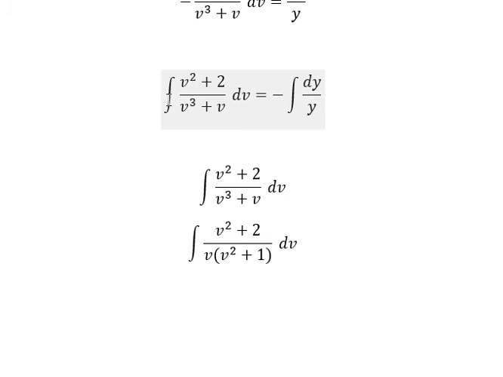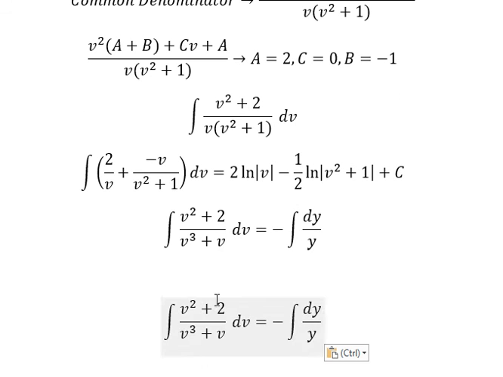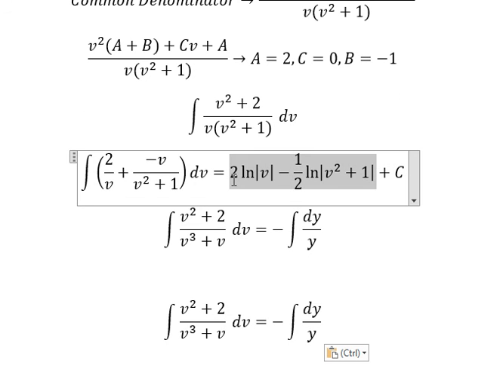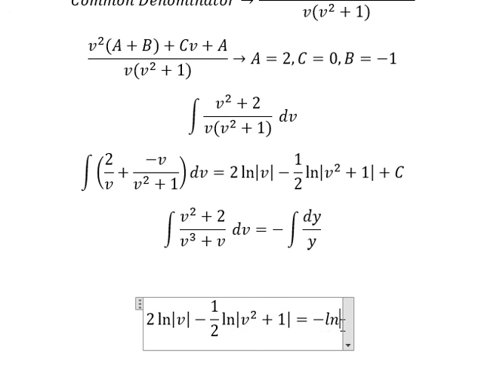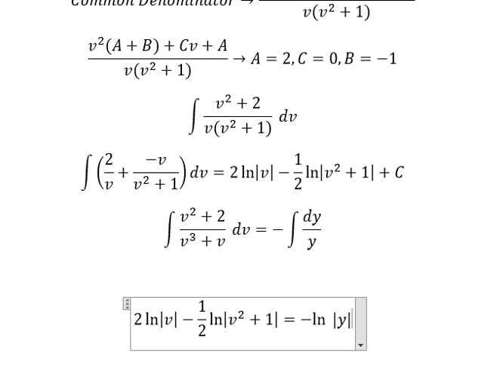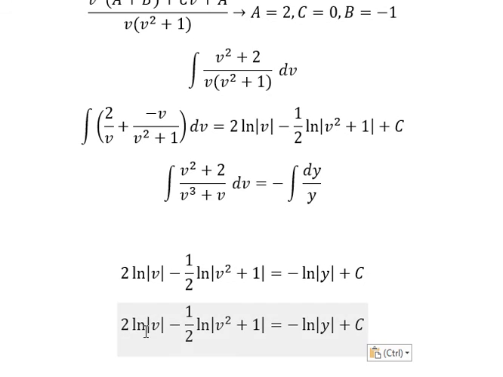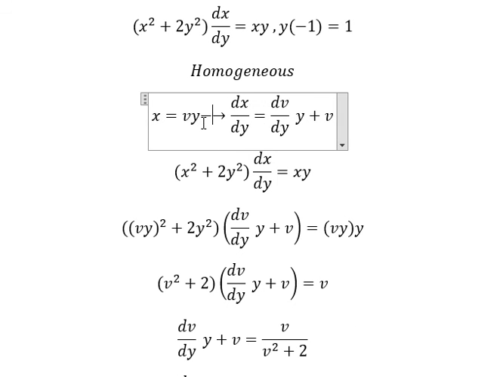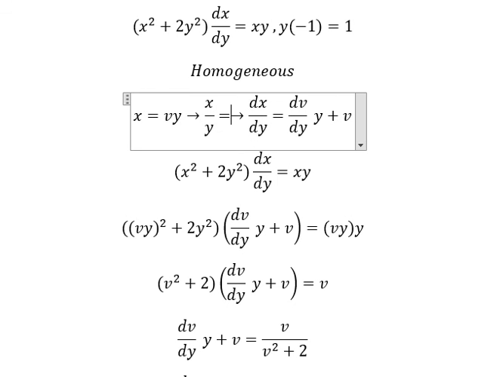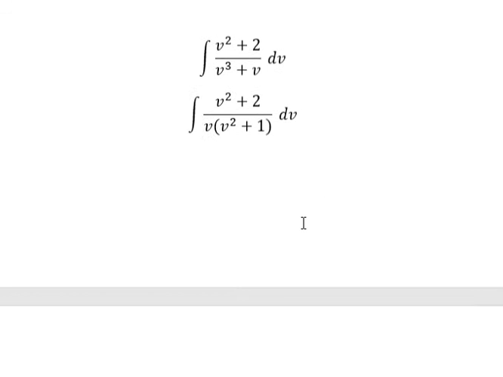Now we go back to this one. This integration, that's this one in here. This one is ln of the absolute value of y, and we put C. About v, that is this one. So we divide both sides by y. And then I will put this one to replace v.